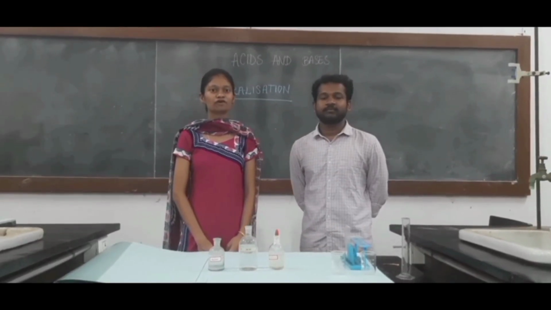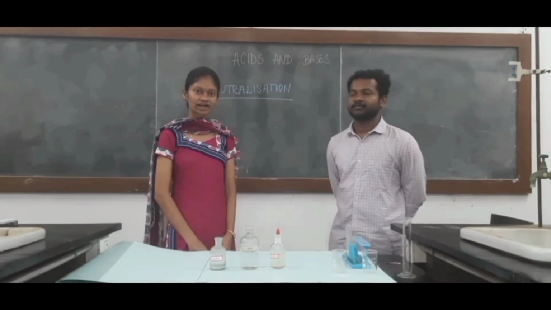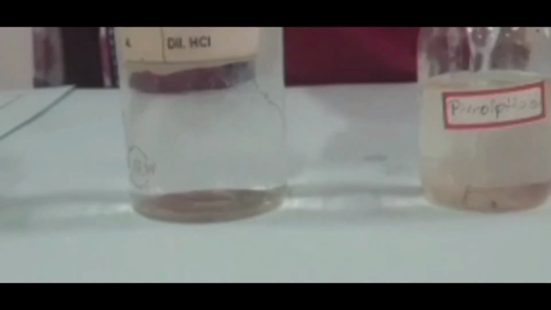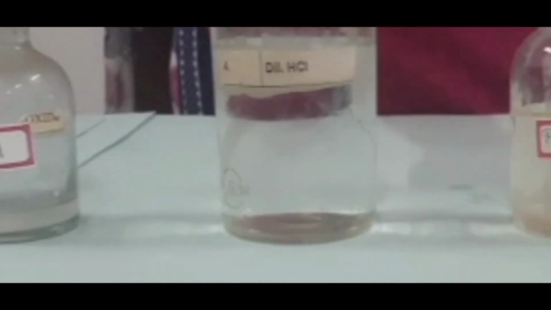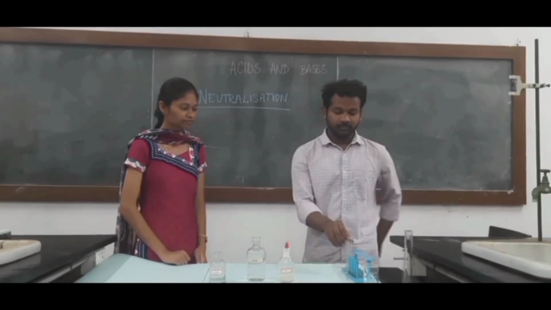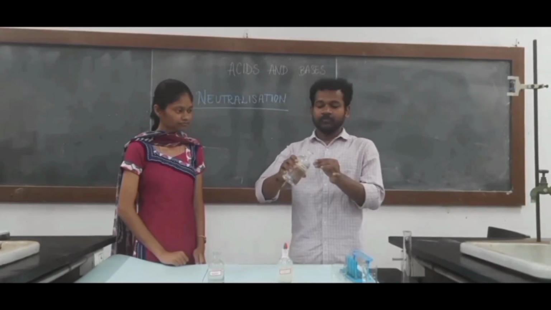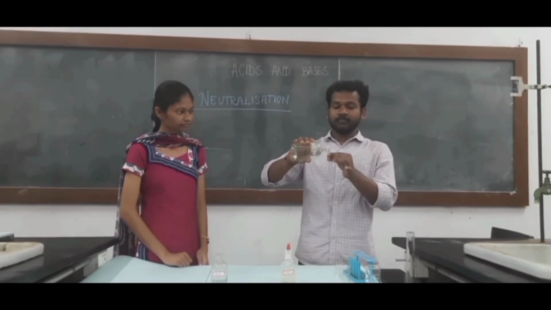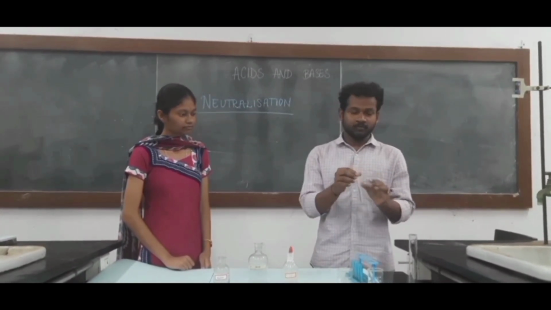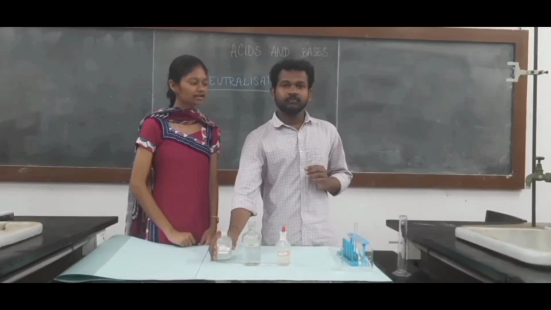Students, now let us perform an activity to know more about neutralization. To perform the activity, we have two test tubes, phenolphthalein indicator, dilute HCl, which is hydrochloric acid, and sodium hydroxide, which is a base. Now let us take HCl in one test tube. Now let us take base in another test tube.